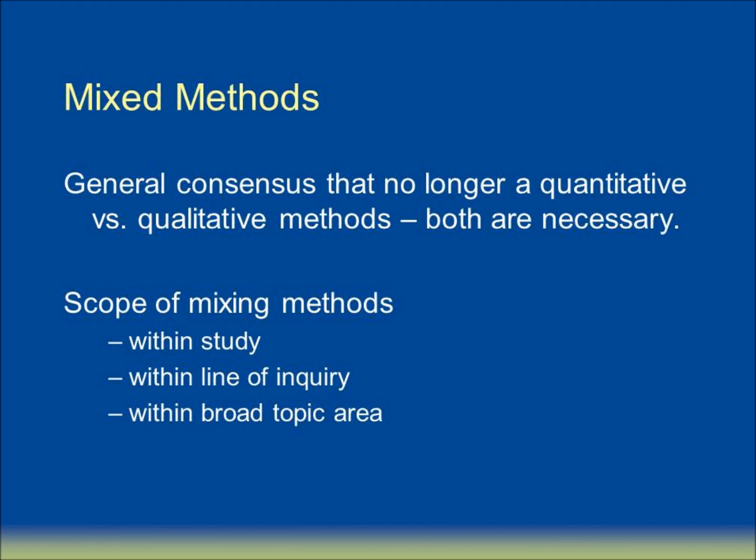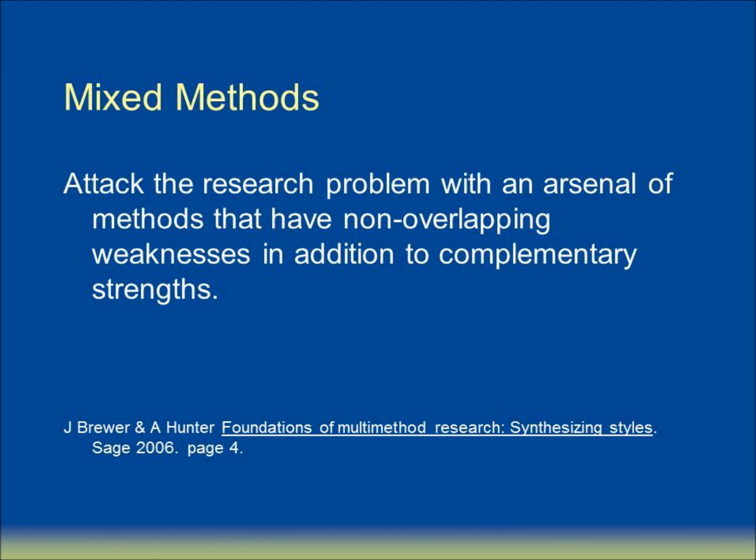That's what I mean by mixing within a broad area. So I really like this quote: "Attack the research problem with an arsenal of methods that have non-overlapping weaknesses in addition to complementary strengths." So that ought to be your stance as you're conducting practice-based research. Okay, I've got my research question. What are all of the research methods that I can use to get at this, and which ones are going to be most informative, which are going to be the strongest, and then which ones are non-overlapping, because that's going to give you the best information.